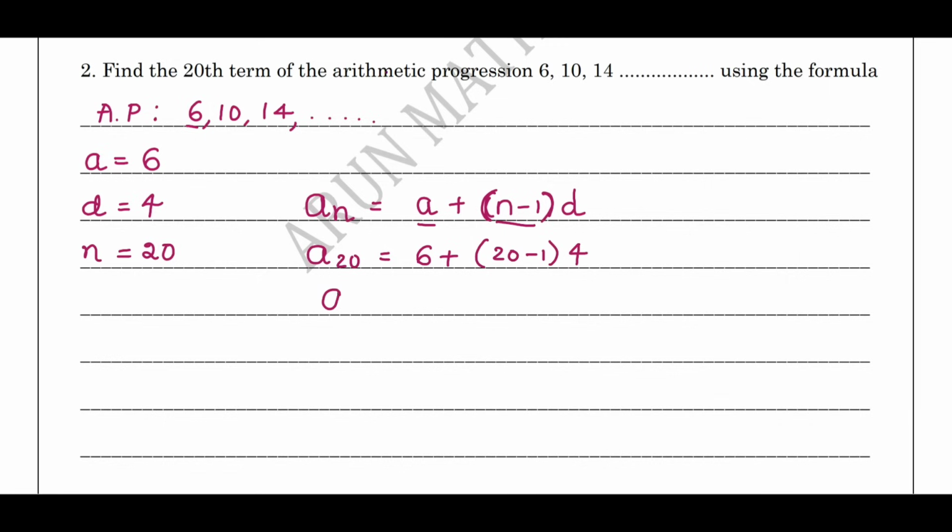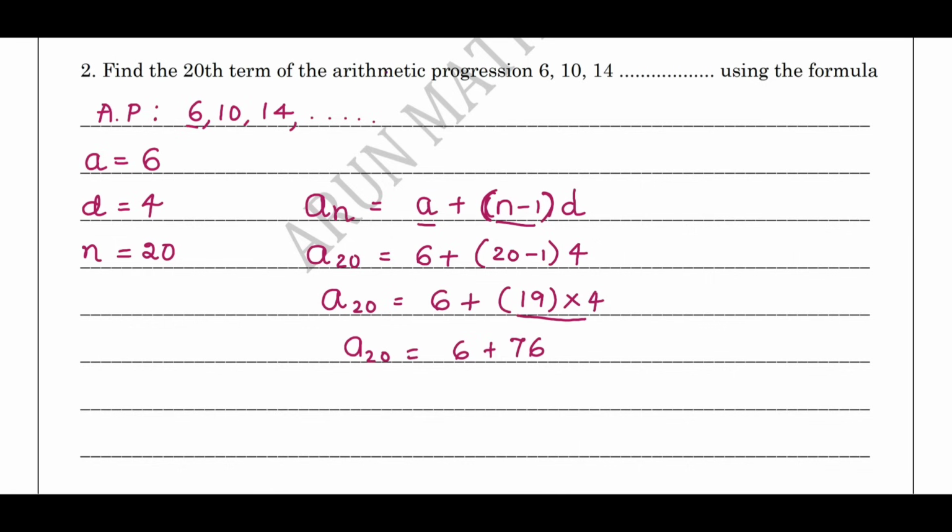Now, A20 means the 20th term. 6 plus, what is 20 minus 1? It is 19 into 4. A20 equals 6 plus, what is 19 into 4? Multiply 19 into 4. What we get is 76.